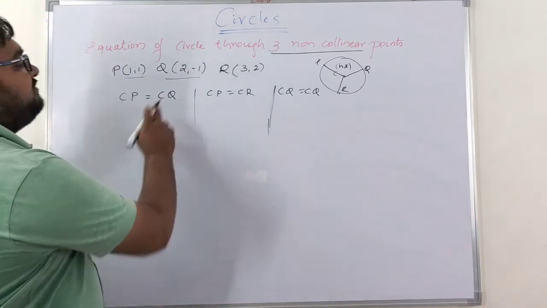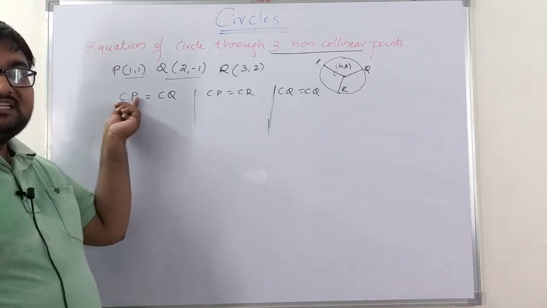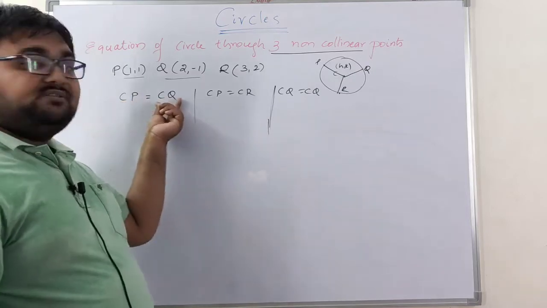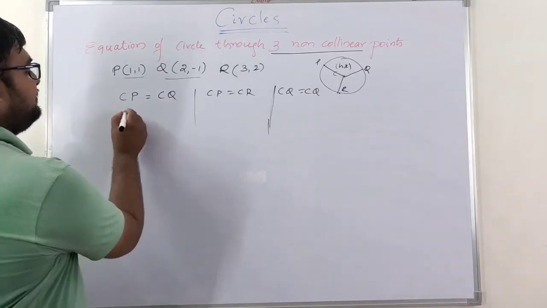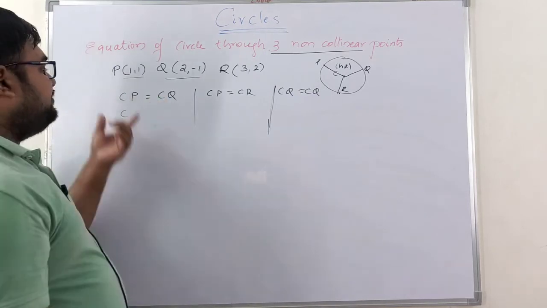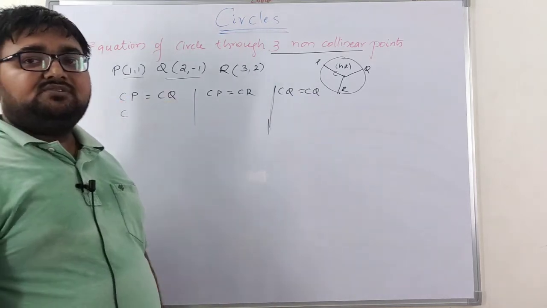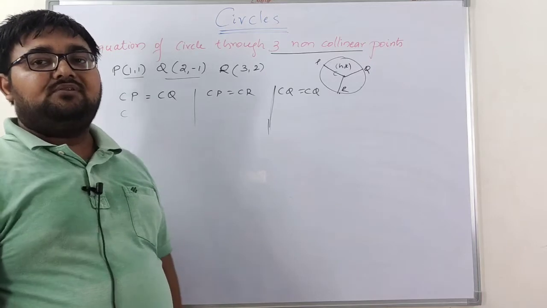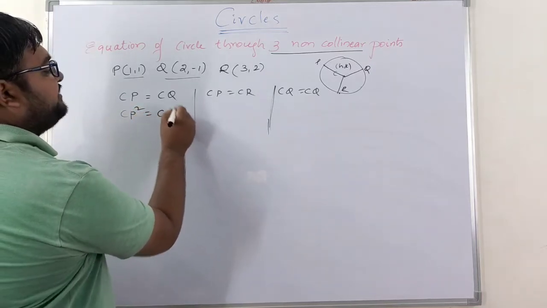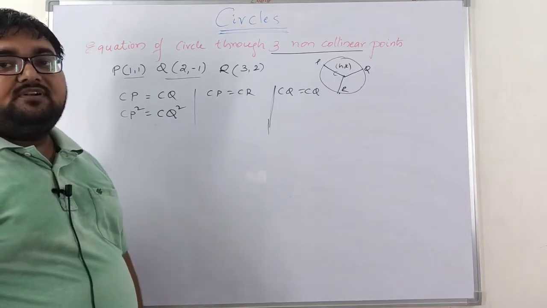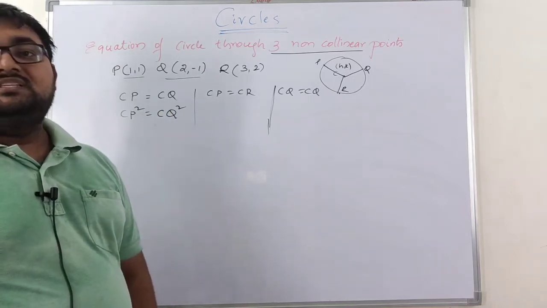So CP is equal to CQ. What is meant by CP? CP is the distance between C and P. CQ is the distance between C and Q. Since these are distances, the distance formula contains a square root. To avoid that square root, I am squaring on both sides. Then I get CP square is equal to CQ square.